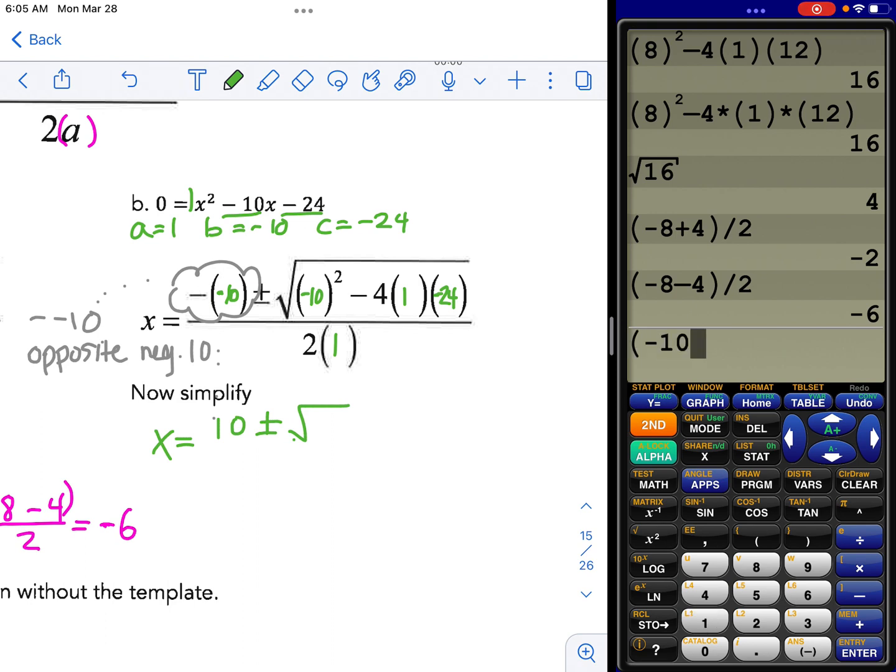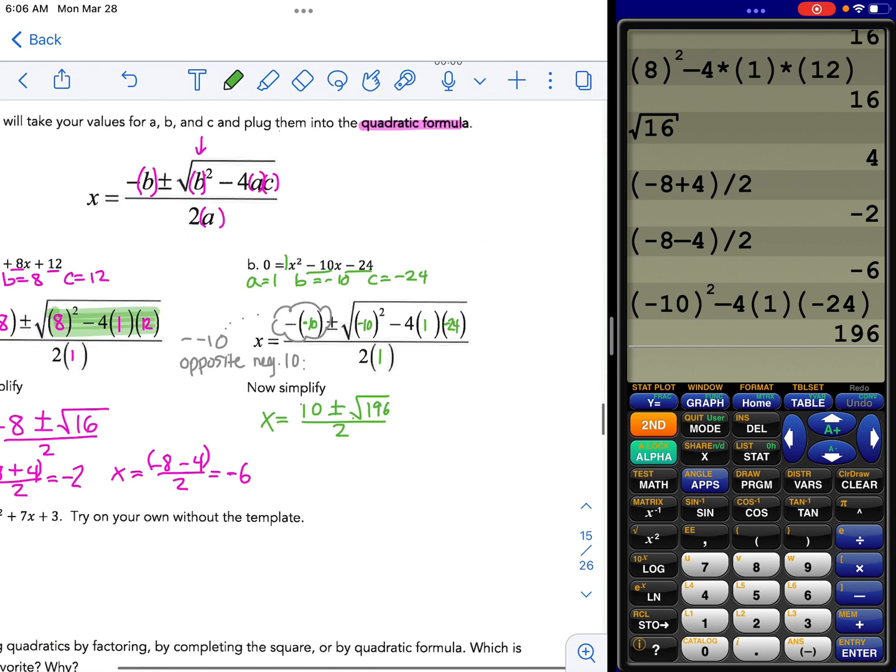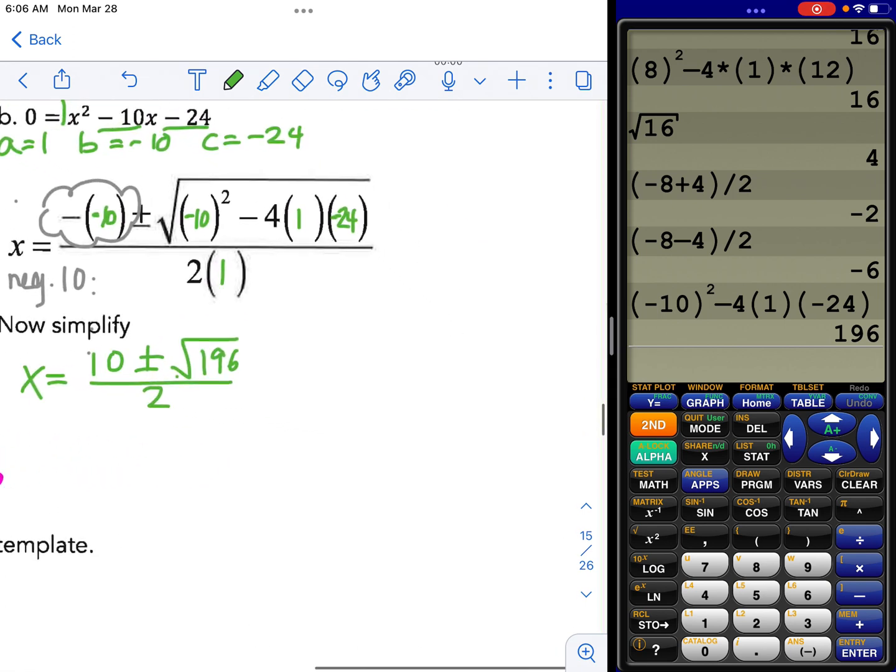So I get my bracket out, -10. Remember that negative is next to the decimal point. Squared. Whoops, I hit the wrong key there. Doggone it. Let's try that again. Okay, -10 squared. There we go. Minus 4 times A, which is 1, times C, which is -24. Look at that, I hit the decimal point. There we go, -24. And that is 196. All over 2 times 1. Again, this I'm doing in my head. 2 times 1 is 2. Okay. And so that's going to give me two answers here.